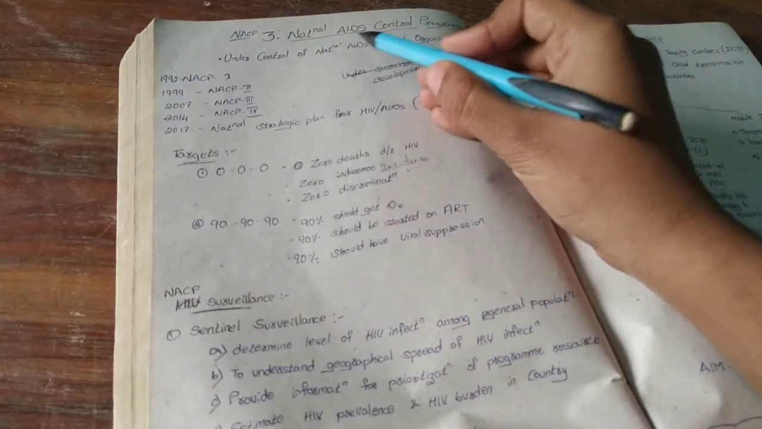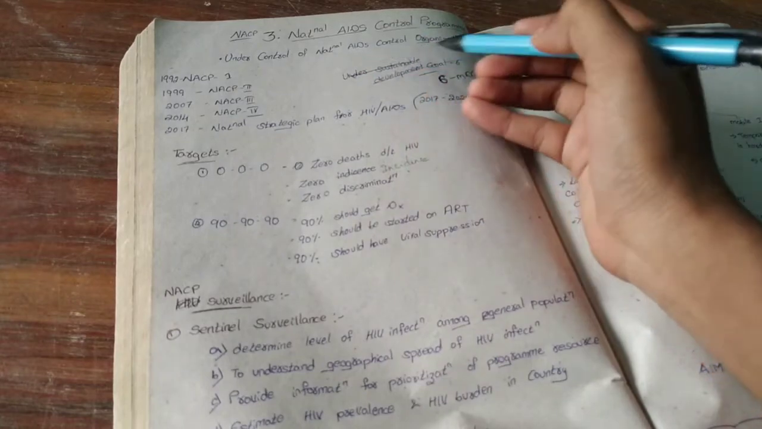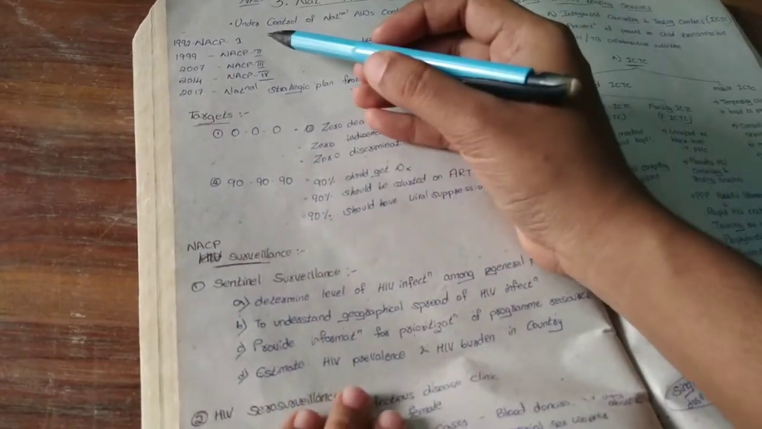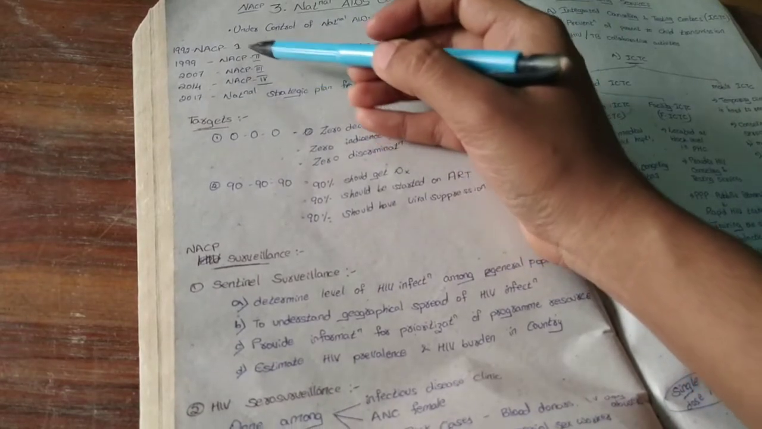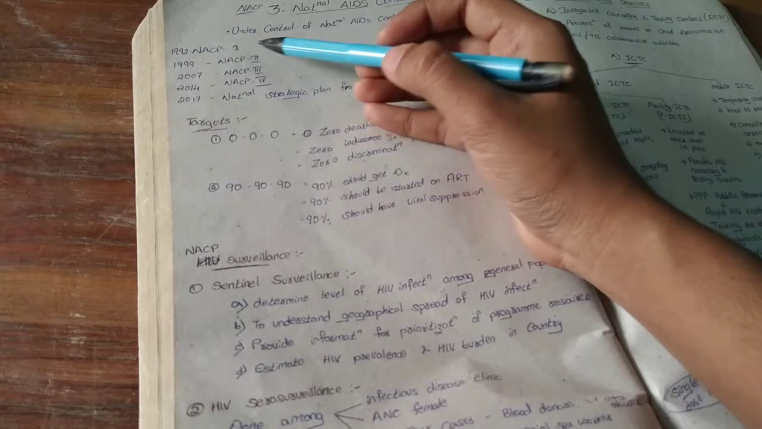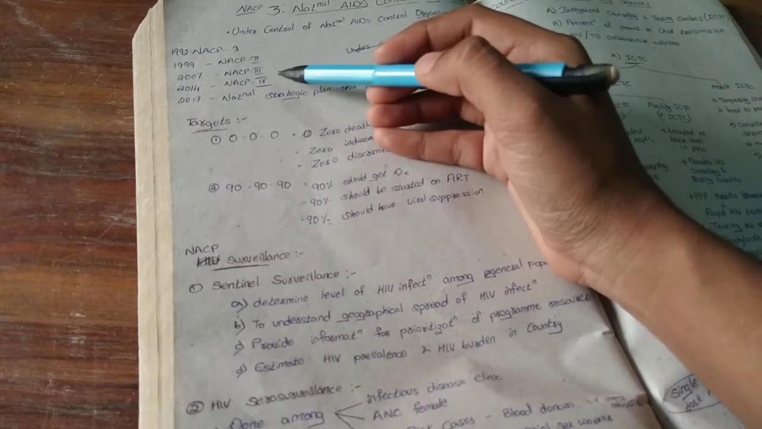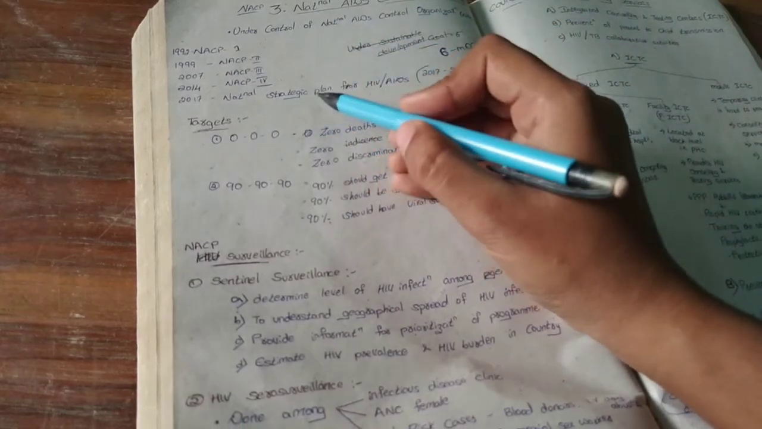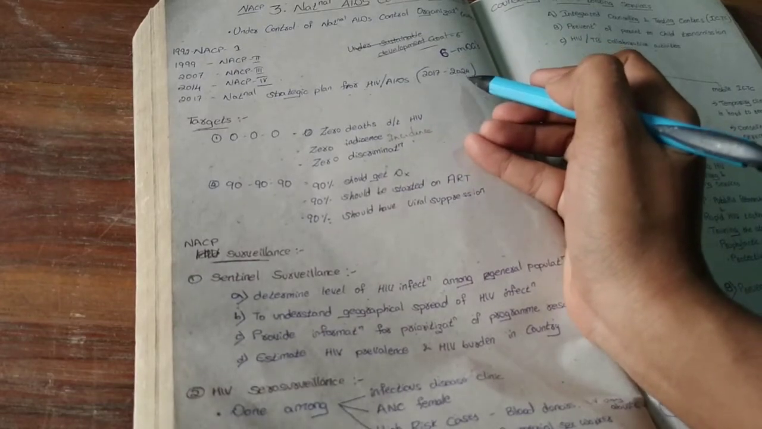Today's topic is the National AIDS Control Program. It comes under the control of the National AIDS Control Organization, and this program is divided into four phases: National AIDS Control Program 1, 2, 3 and 4. The first started in 1992, the second in 1999, the third in 2007 and the fourth in 2014. And the latest plan is the National Strategic Plan for HIV and AIDS 2017 to 2024.